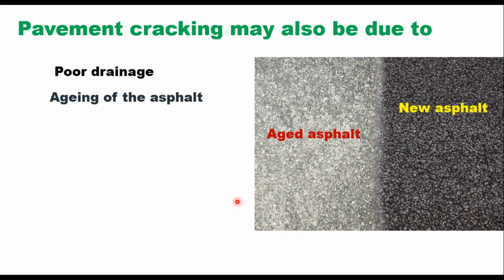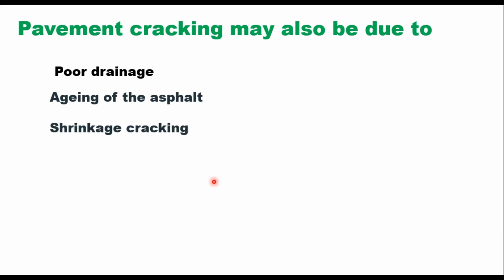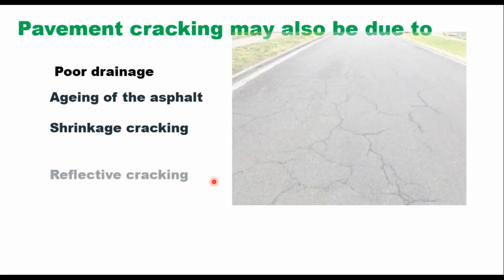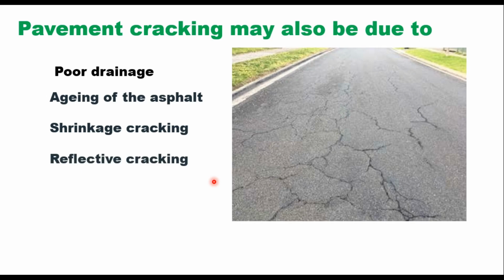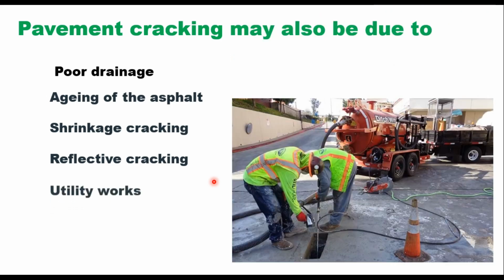Aging of the asphalt: over time, the surface of the asphalt becomes harder and brittle and eventually cracks under the action of traffic. Third is shrinkage cracking. These cracks occur due to thermal movement or the presence of expansive clay in the subgrade soil. Reflective cracking: where a new asphalt layer has been laid over existing cracks, these will eventually reflect through the surface. And the last is utility works. Poorly filled utility excavation is also one of the major contributors to pothole formation.